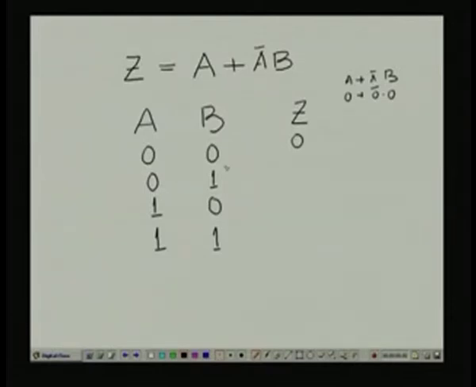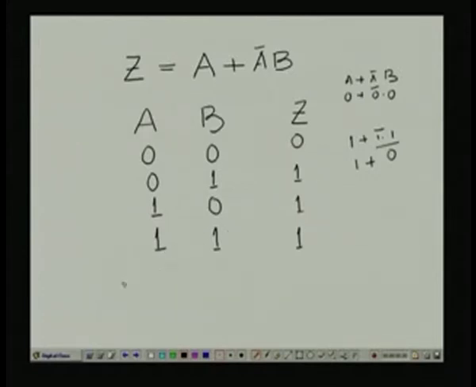Similarly, it will be 1 for the next case, and again for 1 it will be 1 plus 1 bar 1. So, this becomes 0, but this becomes 1 plus 0. See, this is 1. Now, see what this truth table is: 0 plus 0 is 0, 0 plus 1 is 1, 1 plus 0 is 1, 1 plus 1 is 1.